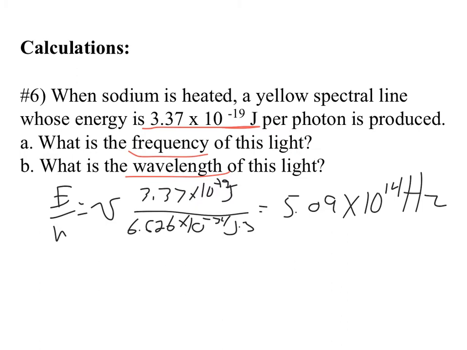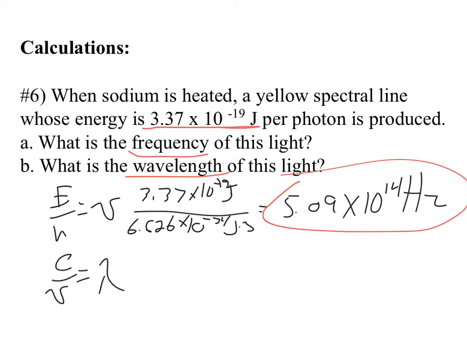Okay, now we know the frequency, so that was part A. All right. Second part is, what is the wavelength? Well, now that we know the frequency, we can use the speed of light divided by the frequency to find the wavelength. We didn't know the frequency before, but now we found it using the energy equation. So now we're going to plug in the answer we got here into the second equation to find the wavelength.